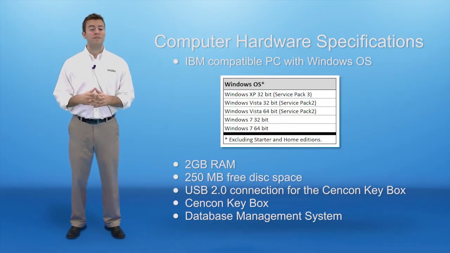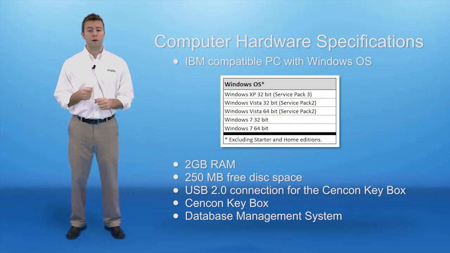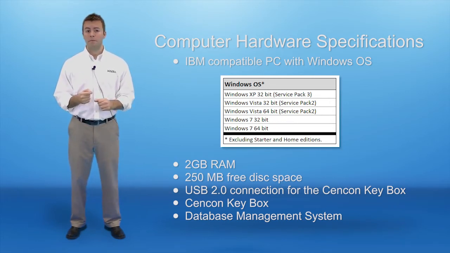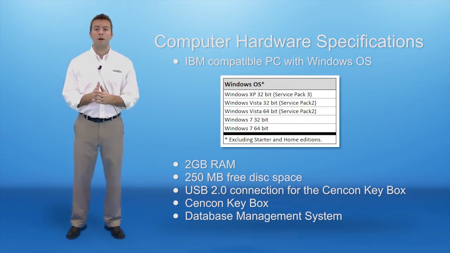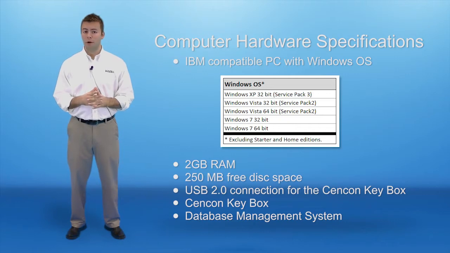Since you have an older version of Cencon, some of this may be unfamiliar. You'll need a computer with a Windows operating system. The supported operating systems are listed here. Additionally, you'll need 2 GB of RAM, 250 megabytes of hard drive space, and a USB 2.0 or higher connection. A powered USB connection is recommended for laptops. A PCIe card or Cencon keybox is required as well.